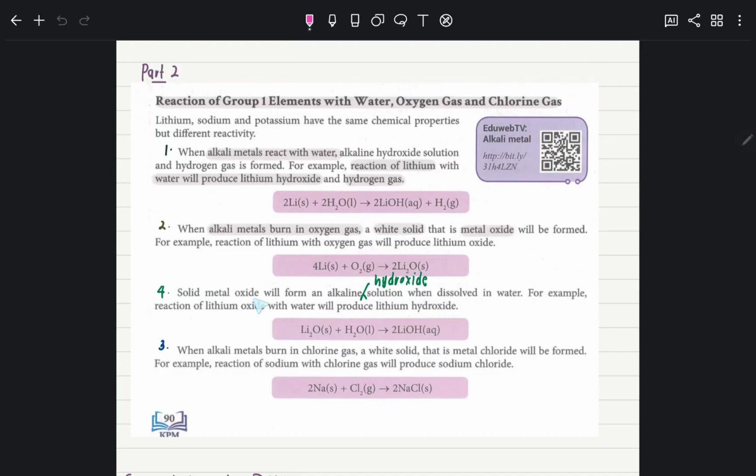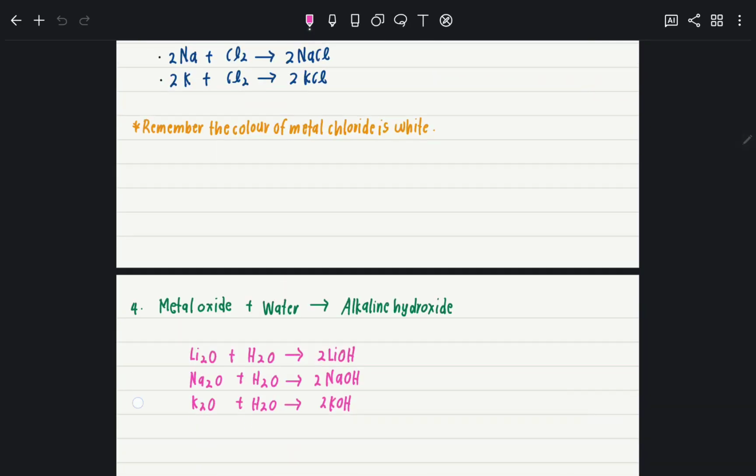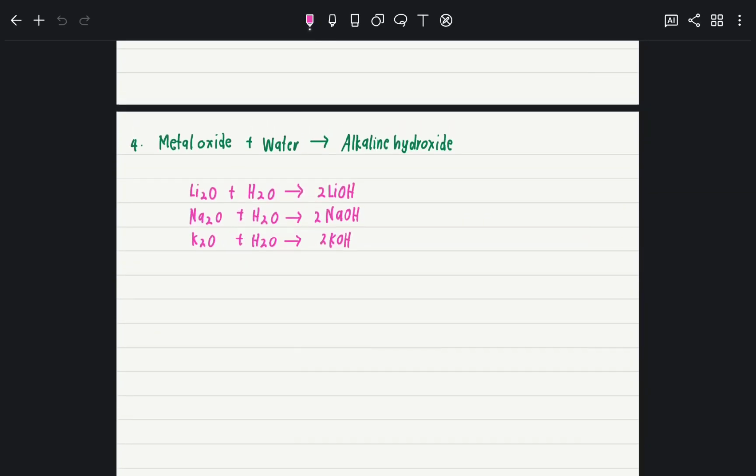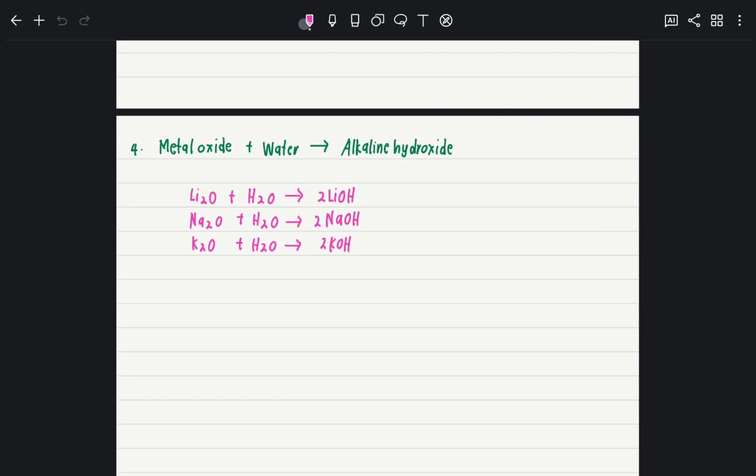Okay, solid metal oxide will form an alkaline hydroxide solution when dissolved in water. For example, reaction of lithium oxide with water. So it's all a matter of, you kena ingat dah after this. Okay, remember that all your alkaline hydroxide is a colorless solution.